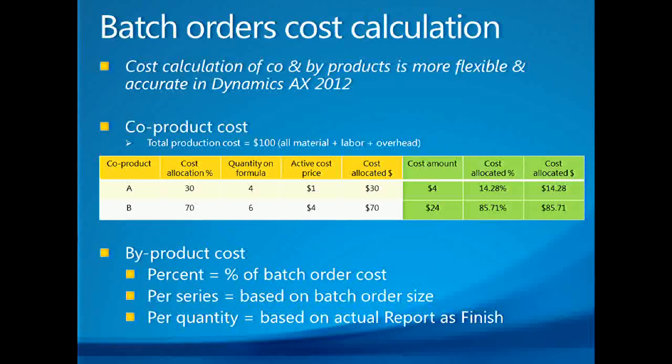But now you can do two more things to that. You can do something called per series, and then you can do something called per quantity, depending on how you set up the formula. What per series does is that it takes into account the batch order size. So this percent was also scaling in the past as well, depending on the batch order size.